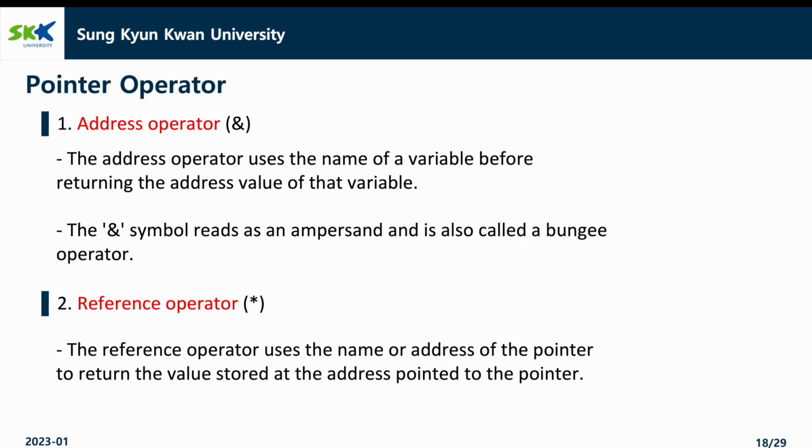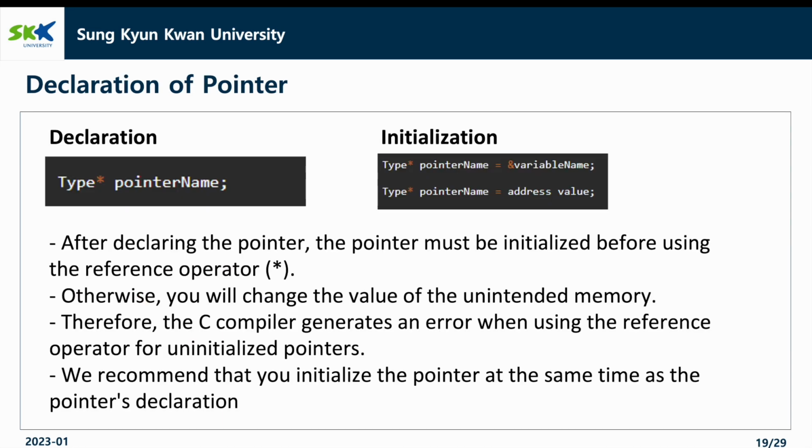Second, the reference operator uses the address of the pointer to return the value stored in the address it points to. The reference operator is also used to declare the pointer. A pointer is declared using a type, reference operator, and pointer name, where the type is the type of variable the pointer wants to point to, and the pointer name is used to access the pointer after it is declared.